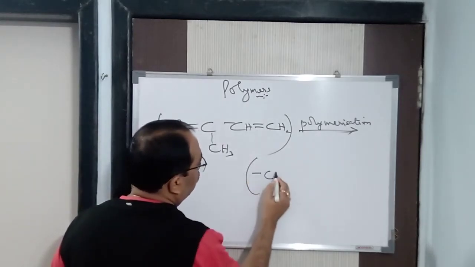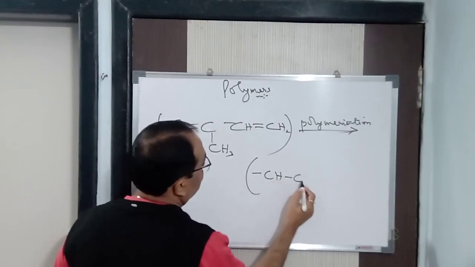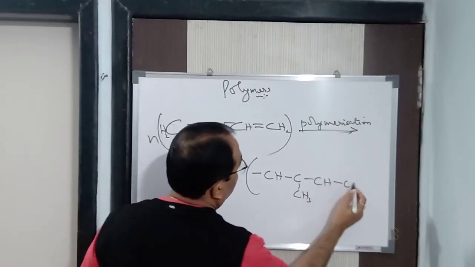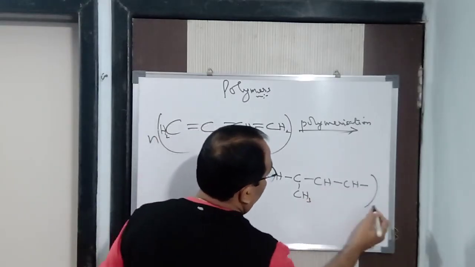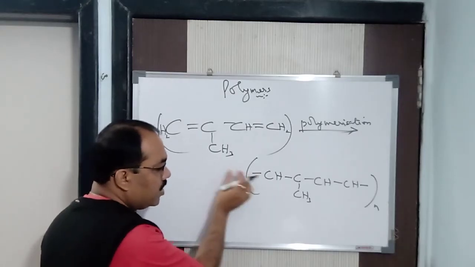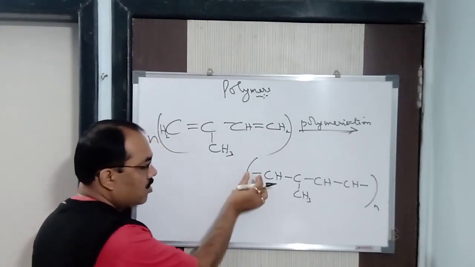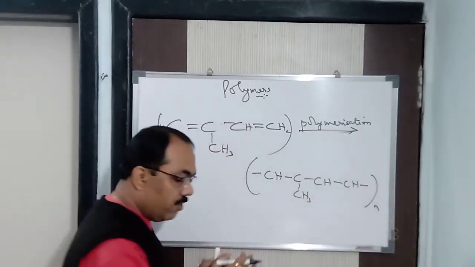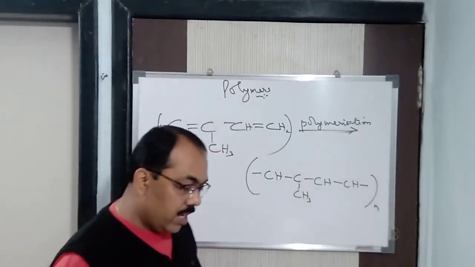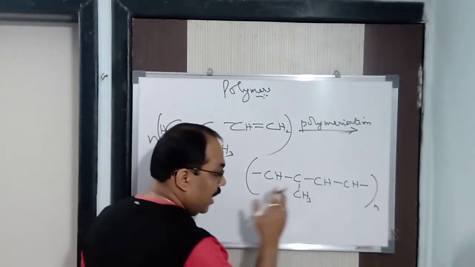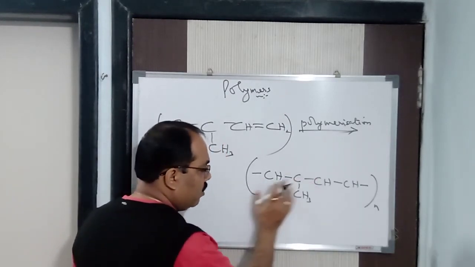So it will be CH, then C, then CH3, then CH, then CH, whole n. So here I have kept the chain. Some more isoprene will be added here also, and it will form a long chain which is called polyisoprene. Now we need to balance it. The carbon atom is not balanced. You can see it here.